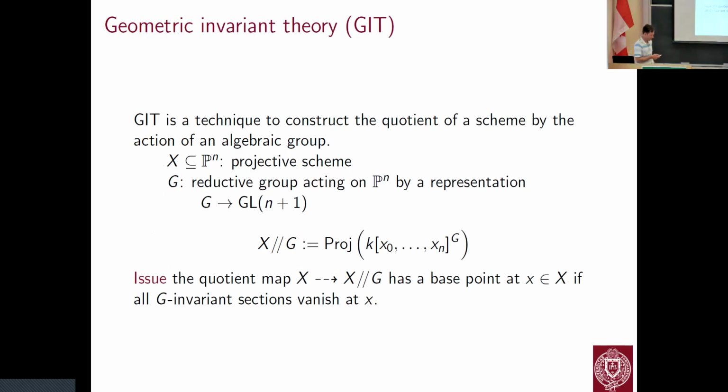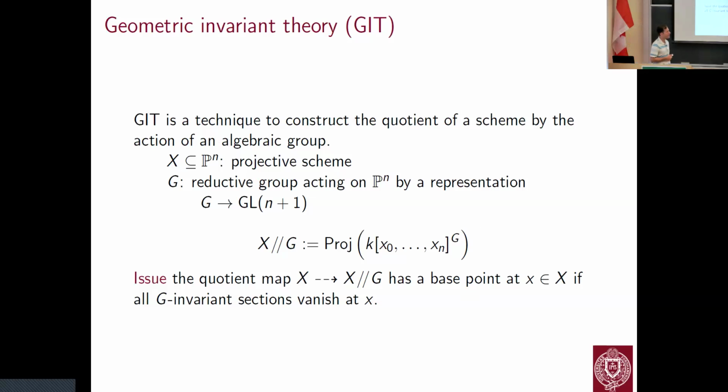The setup here is that we'll have some space X in a projective space, which is a projective scheme. And I will have a reductive group, and there's no harm in thinking today that we're just working with SL n+1, acting on Pn by some representation. Then, if you were trying to form a quotient in algebraic geometry, here is one natural candidate for doing so. You could look at the ring of G invariant polynomials and then take Proj of that.